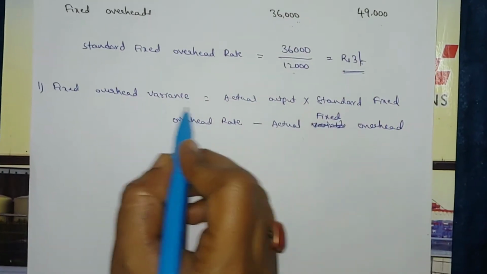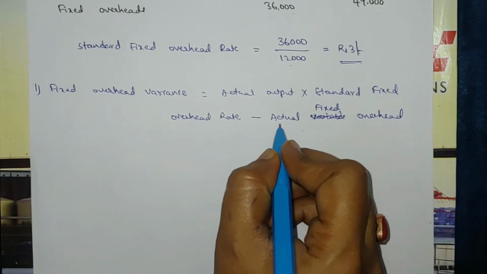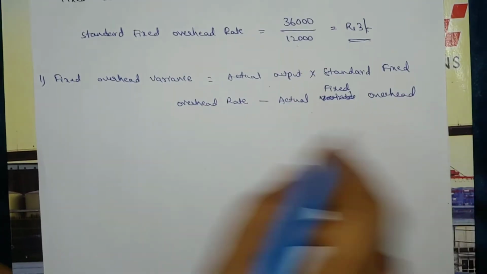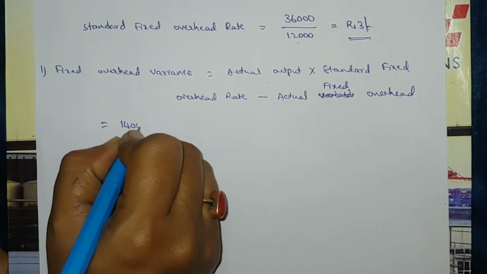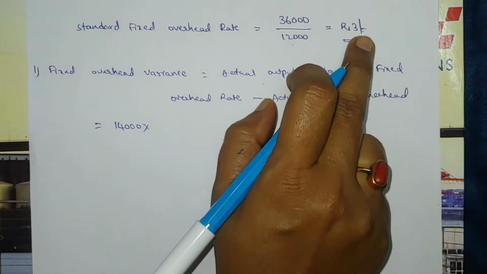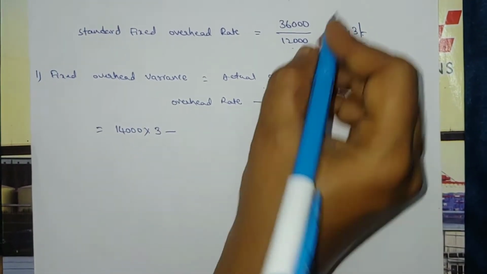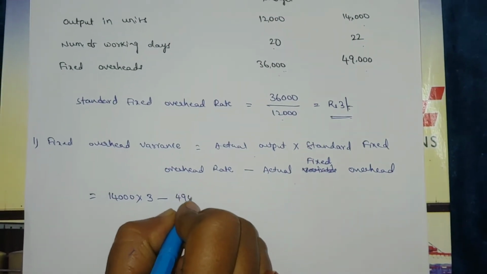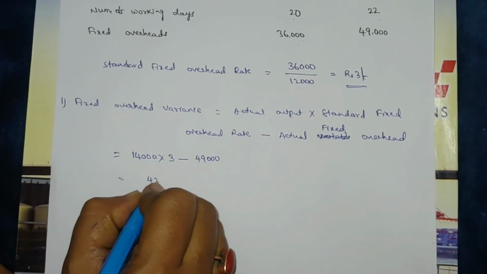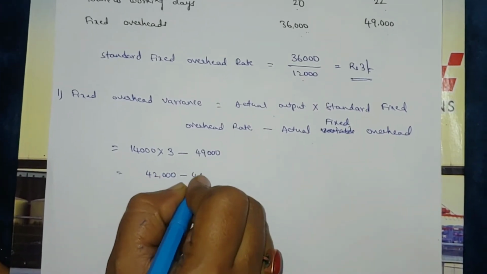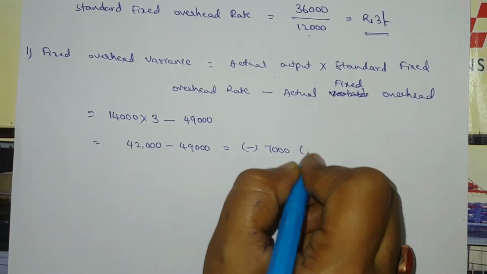First, fixed overhead variance. Fixed overhead variance is equal to actual output into standard fixed overhead rate minus actual fixed overhead. In this, actual output is equal to 14,000 into standard fixed overhead rate is equal to 3 rupees minus actual fixed overhead is equal to 49,000. 14,000 into 3 is equal to 42,000 minus 49,000 equal to minus 7,000. It is unfavorable.